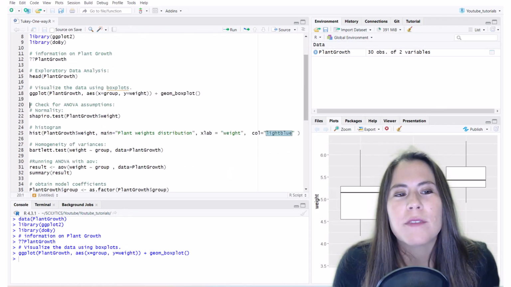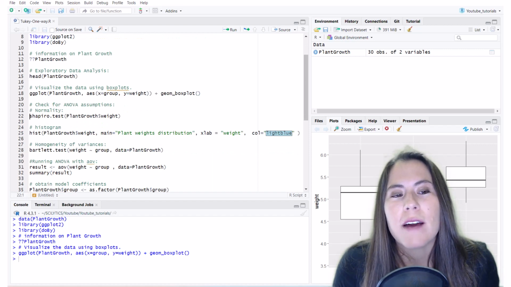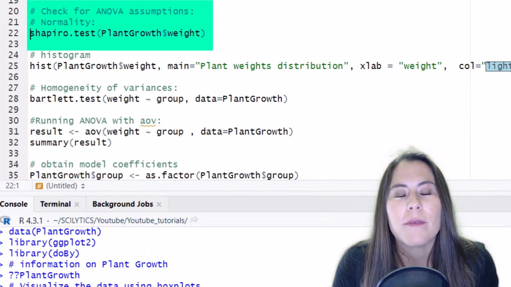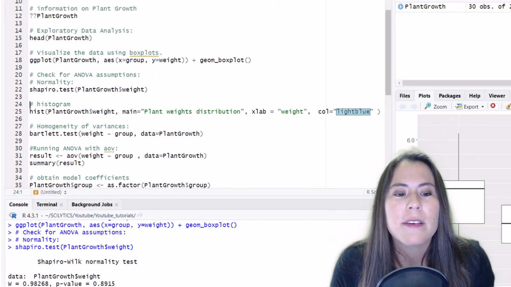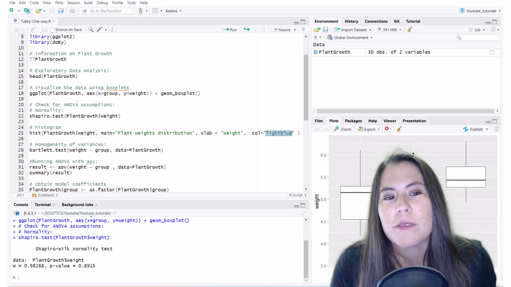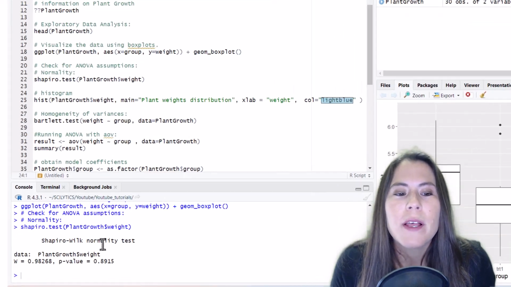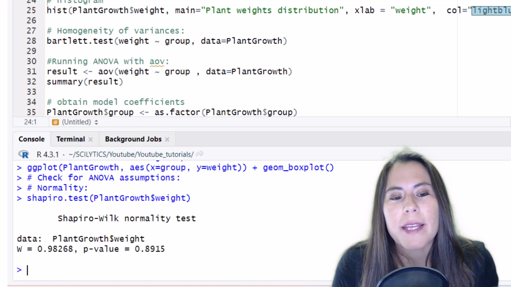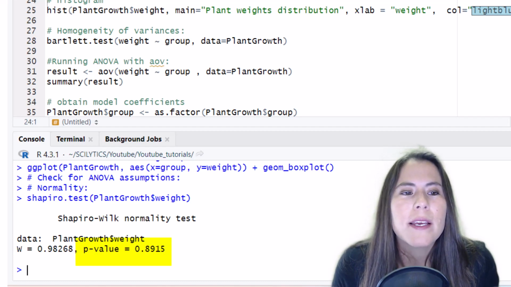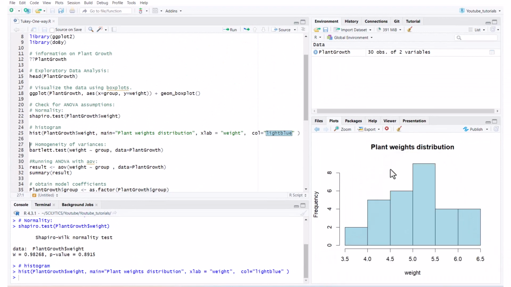One of the assumptions of the ANOVA is to have normality in our outcome variable, which is weight. So we can check that by using the Shapiro test. I'm just going to go briefly because we already covered this in the previous tutorial. The p-value is 0.89, which means that we can assume normality. We can take a look at the histogram, and we can see that it also looks like a bell curve. So again, that also says we have a normal distribution.